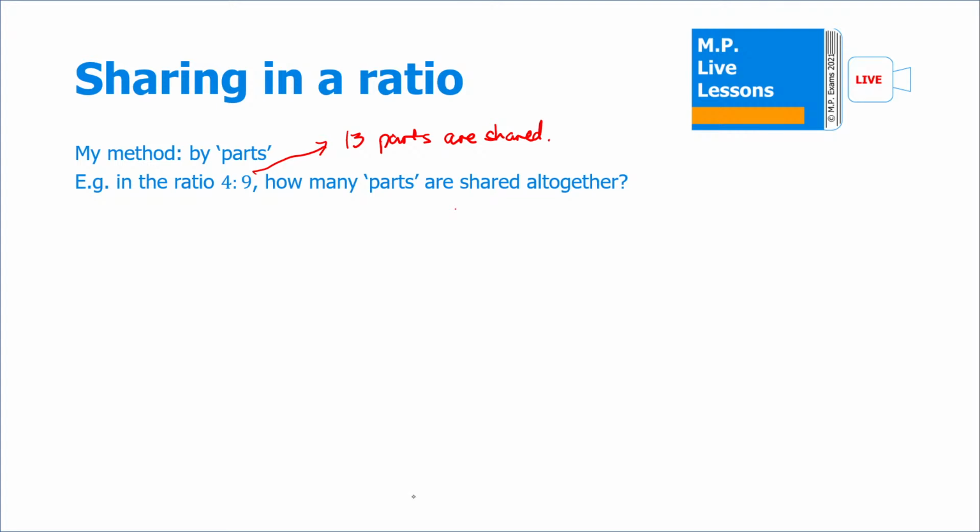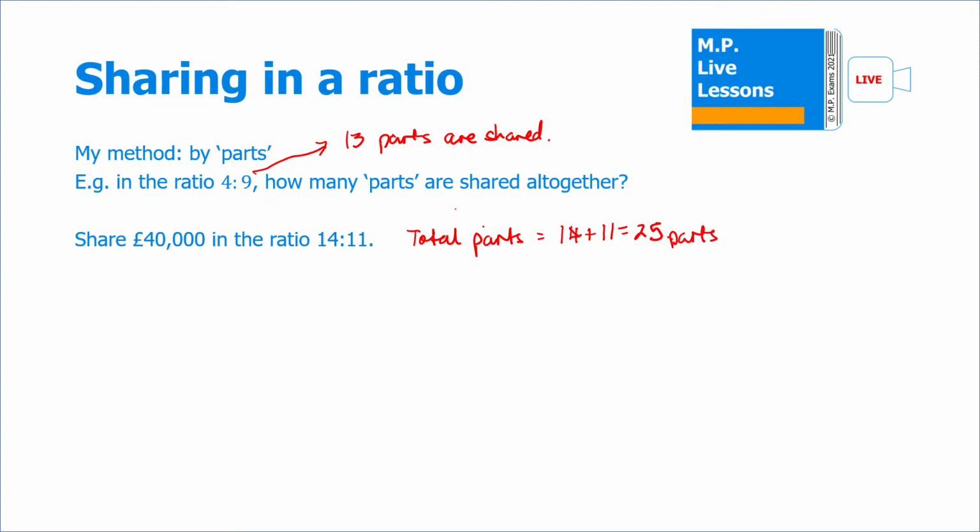One example of these sharing questions could be to share some money in the ratio. So we have £40,000 in the ratio 14:11. We first find out the number of total parts. That's 25. So 14:11 is going to be 25 parts.